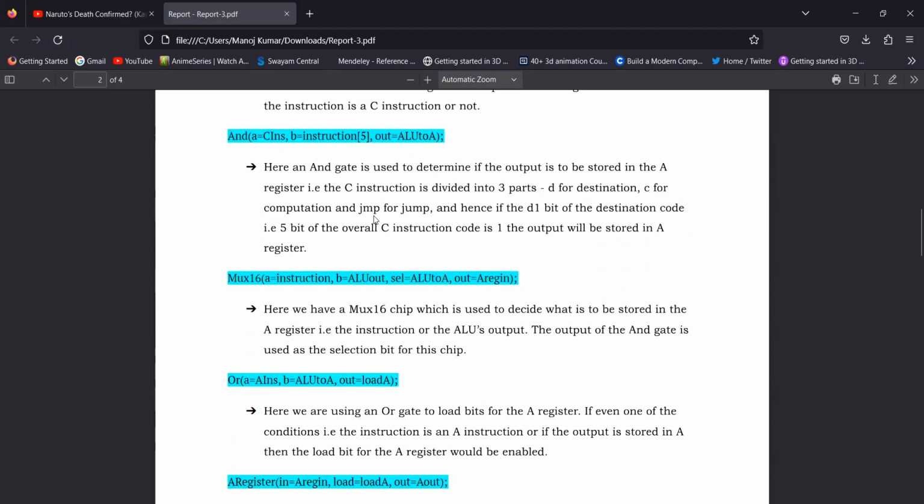Then we have an AND gate, which determines whether the output is to be stored in the A register or not. And we know that the AND gate only gives an output when both of its inputs are satisfied. For that to be satisfied, we need the instruction to be a C instruction, and the fifth bit in the instruction, that is the d1 bit of the destination code.